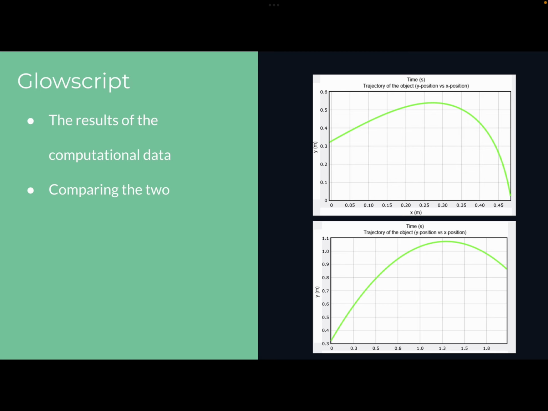Here is the data it gave us. As you can see, the one on the top is the one with drag force, and it does not go as far as the one with gravity. We might have made slight errors in calculating the drag force and might have made it too much, but it would still be less than the one with gravity, as it goes much further.